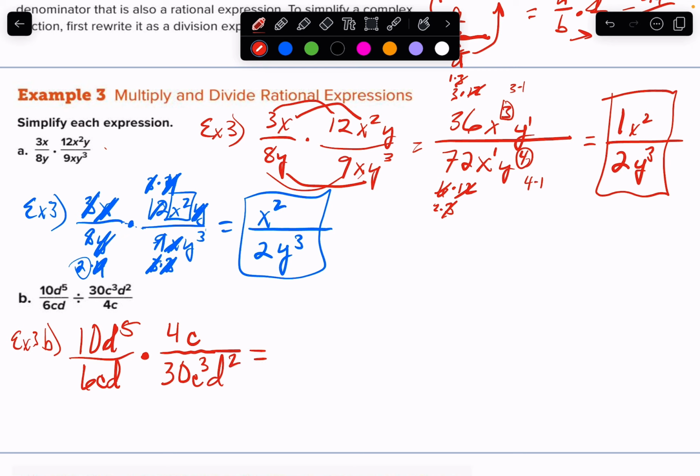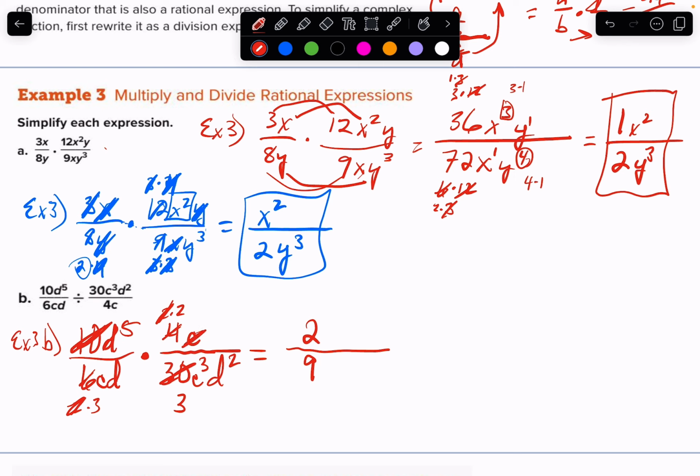Okay, well, 10 goes into 30 3 times. 4 is 2 times 2. 6 is 2 times 3. There's a 2. There's a 2. Okay, I'm pretty well done with numbers. The 3's can't go because they're both in the bottom. So I have a 2 in the top still, and I got a 3 and a 3 in the bottom. So we do that.